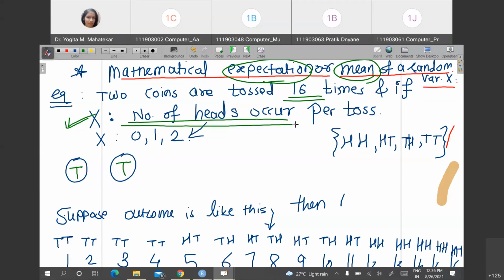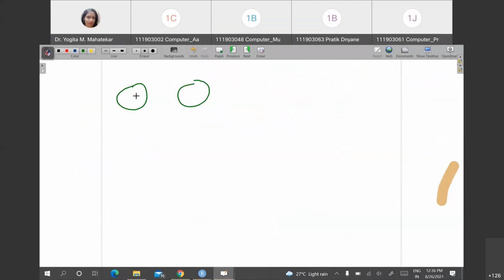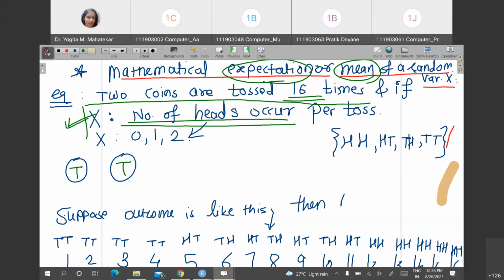What is the experiment, students? The experiment is tossing 2 coins 16 times. The random variable I am defining with respect to this experiment is the number of heads occurring per toss. Suppose in the first toss I get tail on the first coin and tail on the second coin as well. Then what is the value of capital X for this toss? It is 0, because I am counting the number of heads.